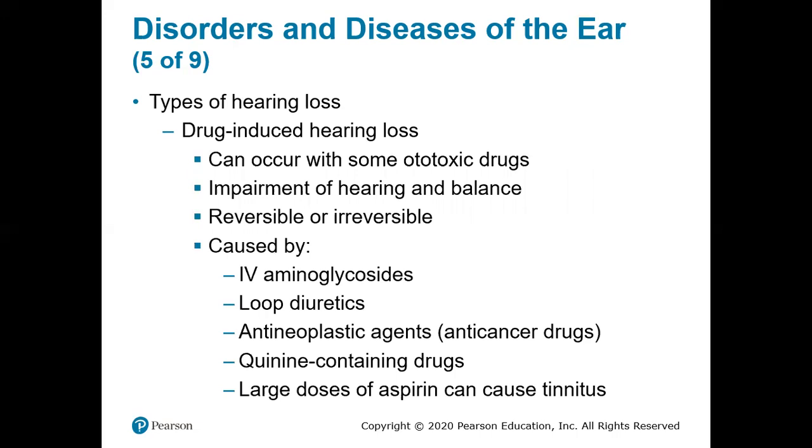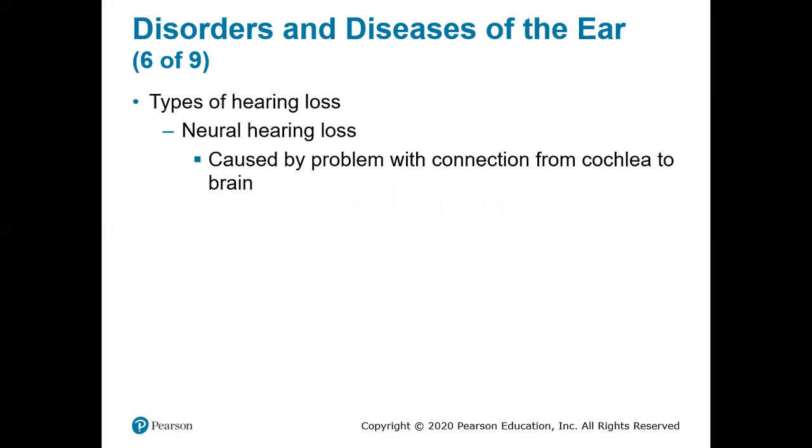Drug-induced hearing loss. This can occur with some ototoxic drugs, impairment of hearing and balance, reversible or irreversible. It can be caused by IV aminoglycosides, loop diuretics, anti-neoplastic agents, which are anti-cancer drugs, quinine-containing drugs, and large doses of aspirin can cause tinnitus. Tinnitus is that ringing or burning in the ears. Neural hearing loss is caused by a problem with the connection from the cochlea to the brain.